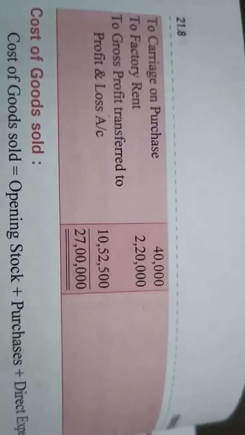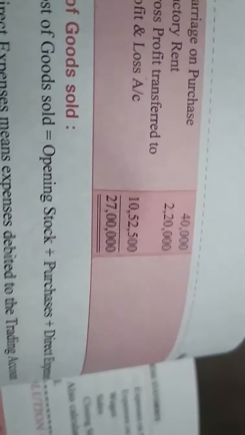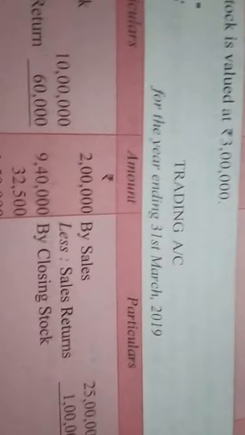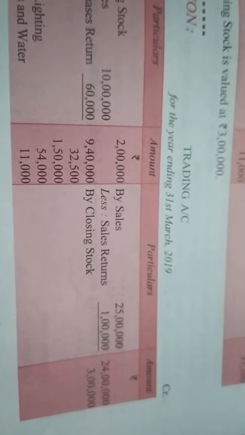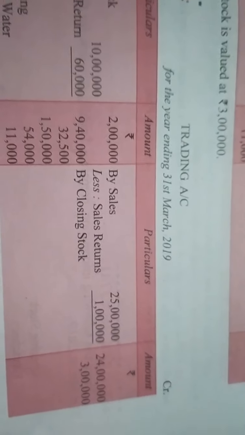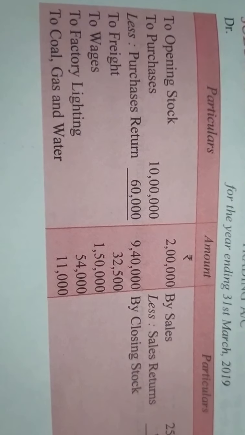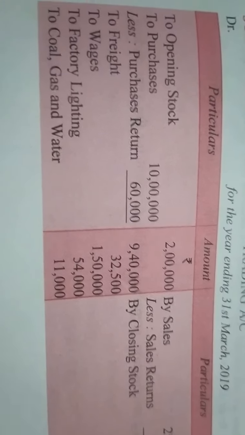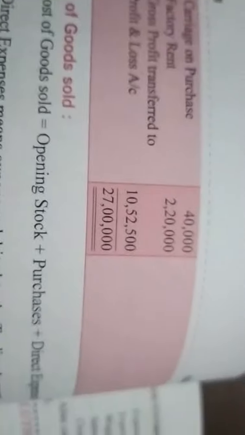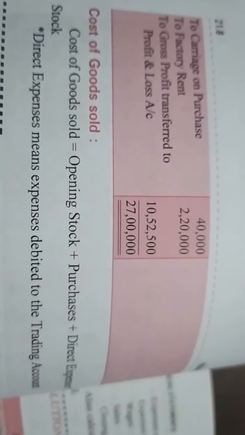Now what do you need to do? You just add the credit side total. Do the credit side totaling: 24 plus 3, 27 lakh. And do the debit side totaling: 2 lakh plus 9 lakh, 40,000 plus 32,500, 1 lakh 50,000 plus 54,000 plus 11,000 plus 40,000 plus 2 lakh 20,000.